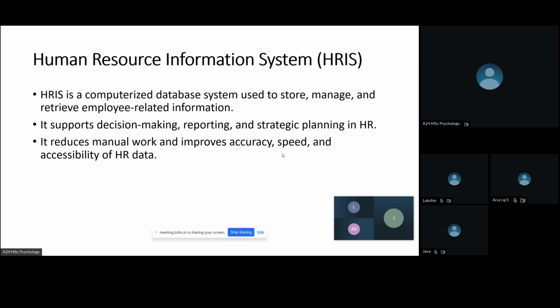And another benefit is that it reduces the manual work because we are giving a self-service option to the employees. They can come in and update their personal information by themselves. So it reduces the manual work and also improves the accessibility of HR data. We can easily access the information of an employee through HRIS anytime we need to retrieve the information. So this is the gist of a human resource information system.